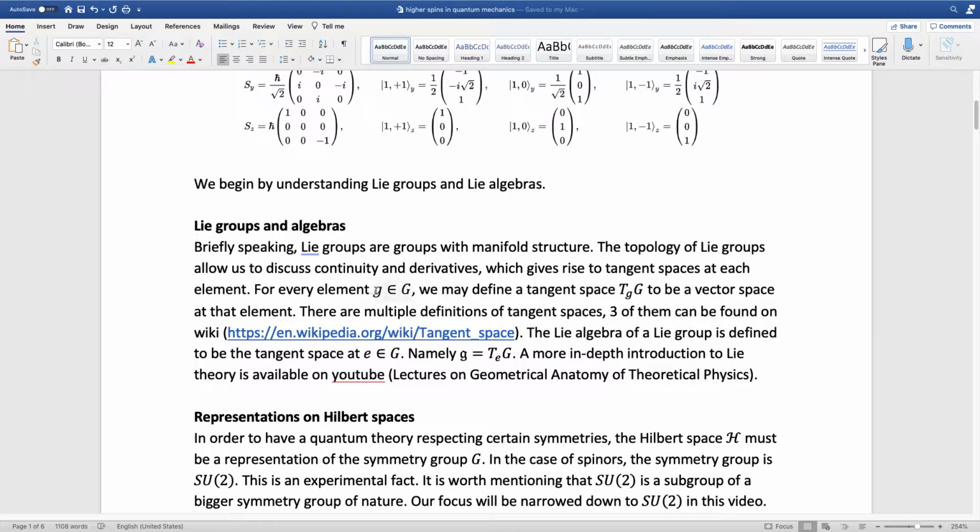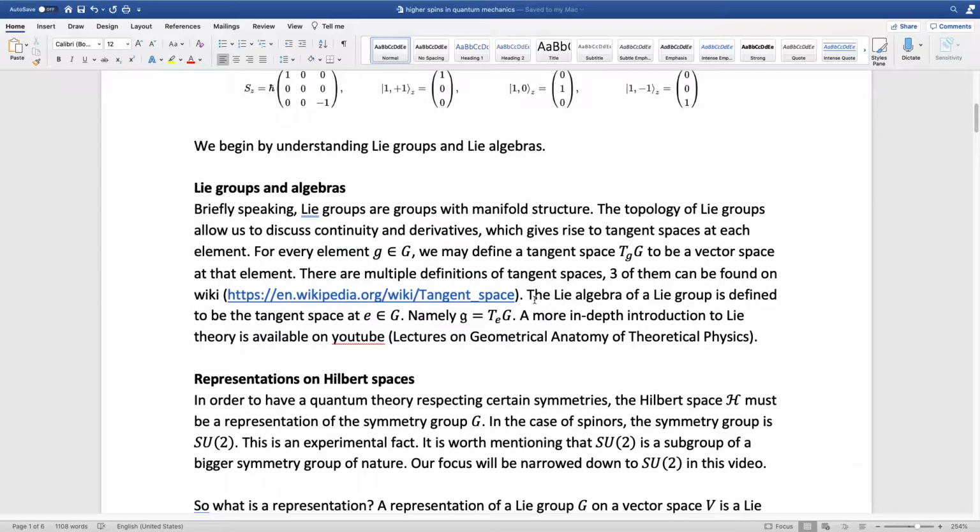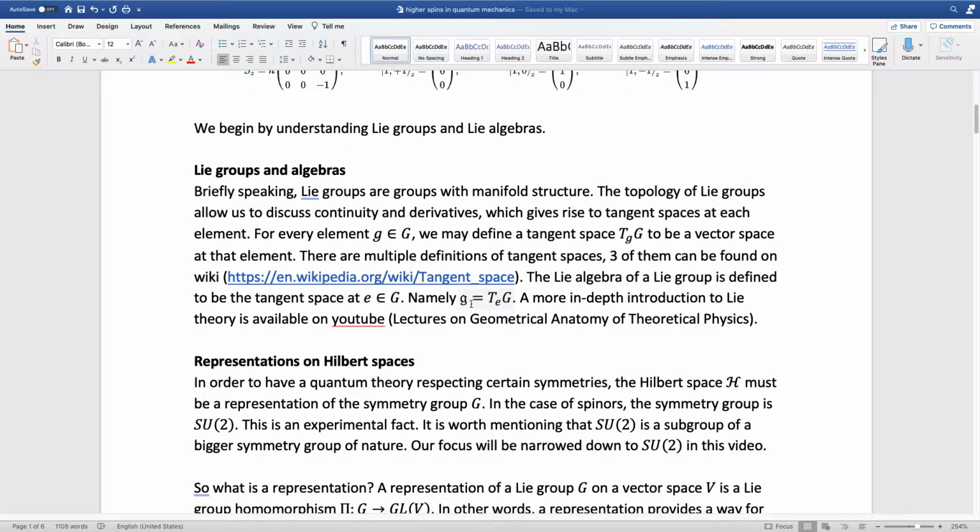So for every element g in the Lie group G, we may define a tangent space at that element to be some vector space. There are multiple definitions of tangent spaces, and three of them can be found at this Wikipedia article. The Lie algebra of a Lie group is defined to be the tangent space at the identity element, where the identity element is the identity in the group sense. Namely, the Lie algebra is equal to the tangent space of the Lie group at the identity element.